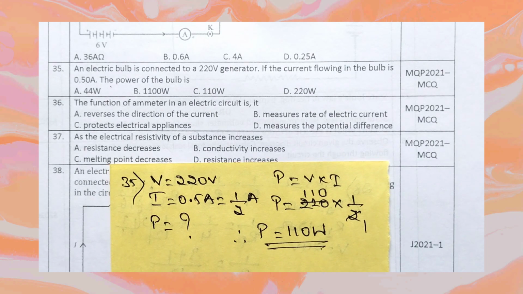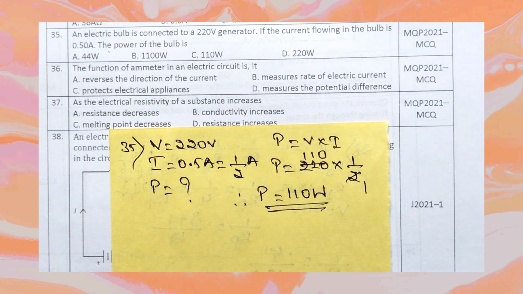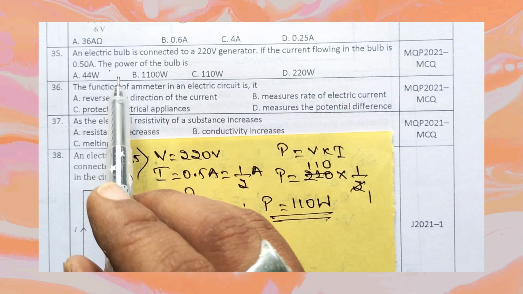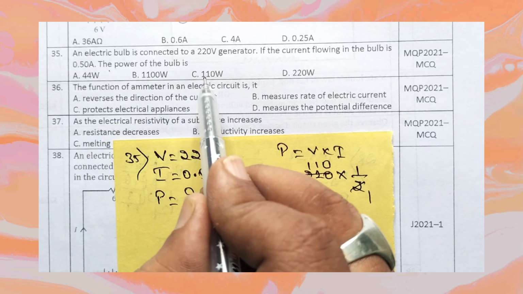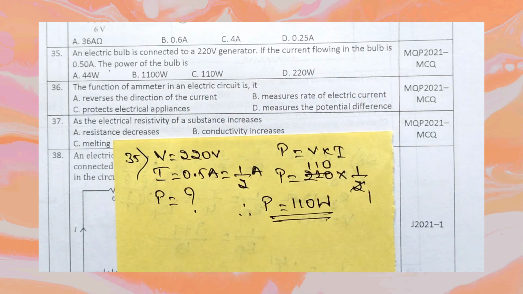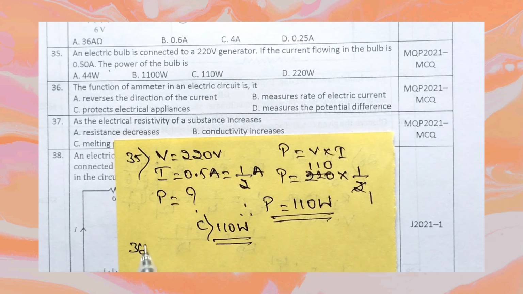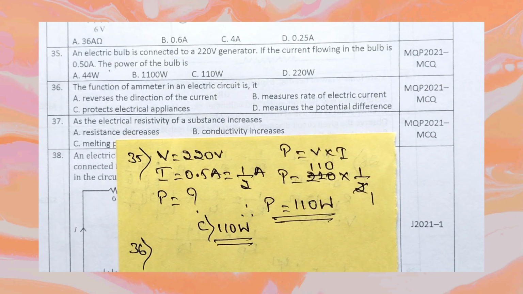So 110 watt is the power, the power of the electric bulb is 110 watt. So among the 4 options, look at option C, 110 watt is there. So option C, 110 watt, is the right answer. Now let us move to the 36th question.